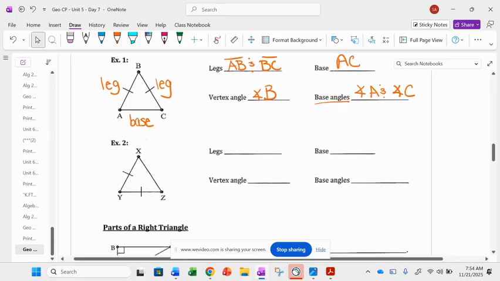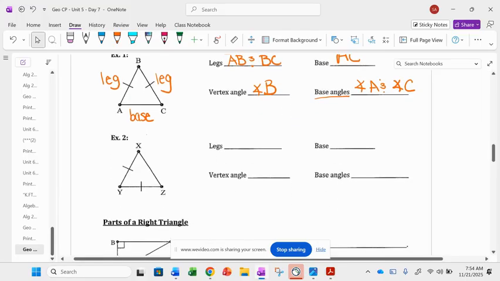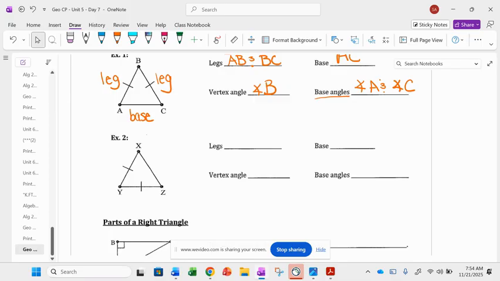All right, so let's go to example 2 because I marked it a little bit differently. Can somebody identify the two legs for me in example 2? Caitlin? You got it. YX and YZ because they're marked congruent. And since YX and YZ are the legs, which one has to be the base? Jack? You got it. XZ is the base. Nope, doesn't matter. ZX, XZ are the same thing.